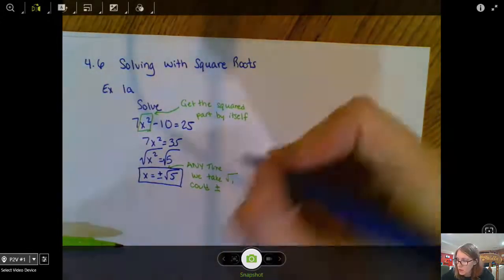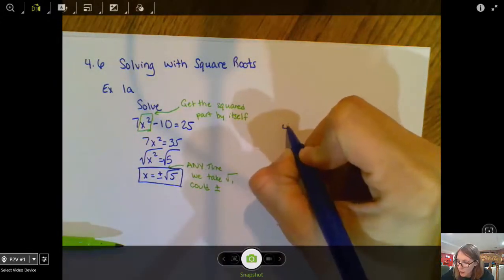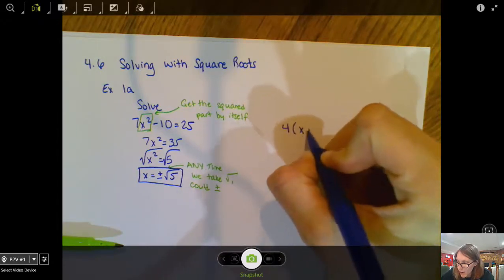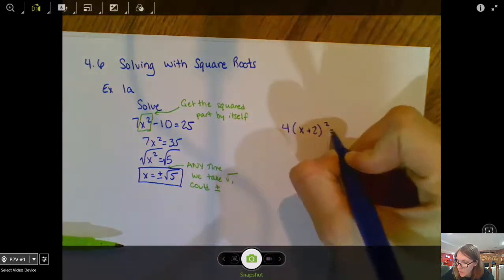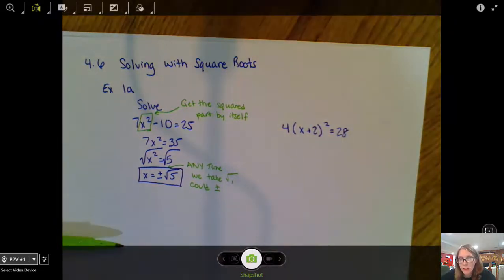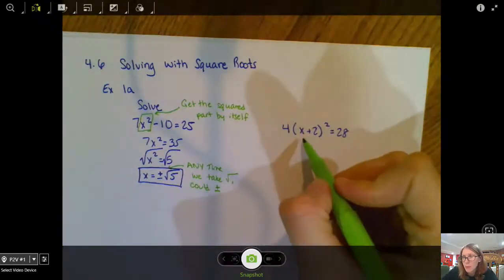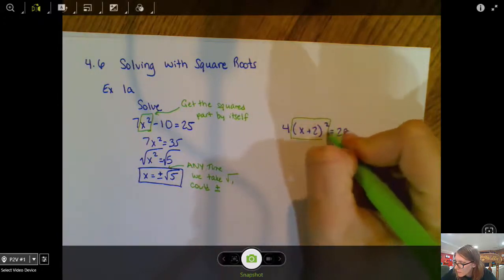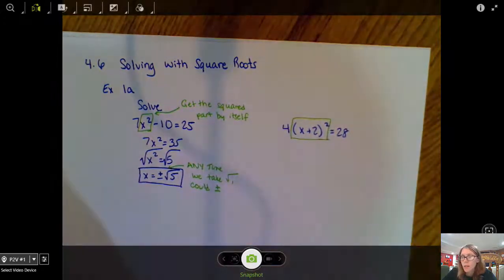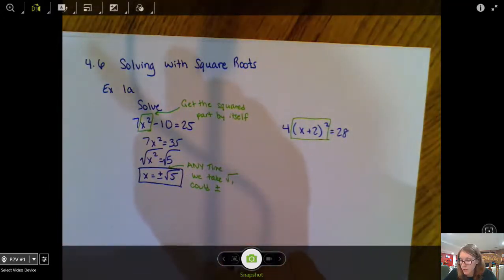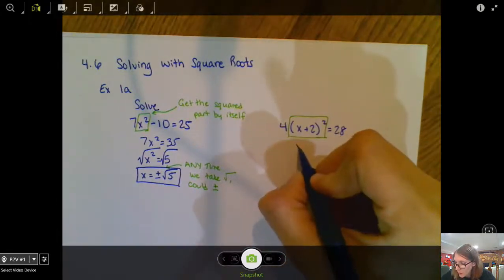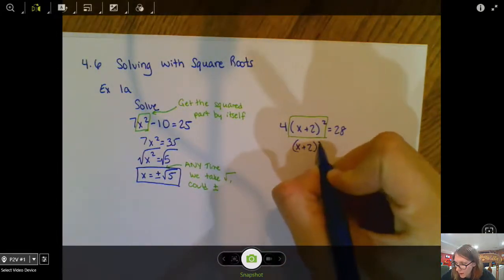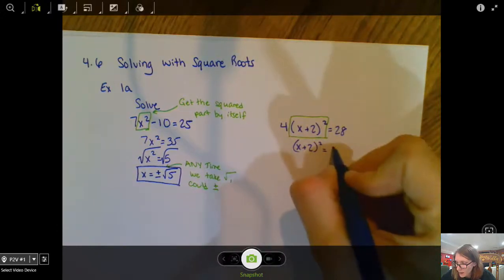Alright, we can also use square roots of both sides to solve an equation that looks like this. 4 times (x plus 2) squared equals 28. And again, the same idea, we need to get the squared part by itself. In this case, though, x plus 2 is all getting squared. So let's figure out what I need to get rid of. I need to get rid of this 4 first. Divide both sides by 4. We get (x plus 2) squared equals, divided by 4, we get 7.